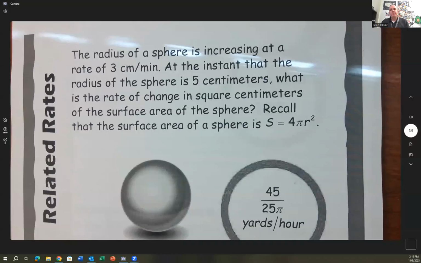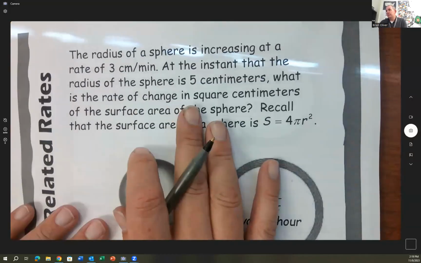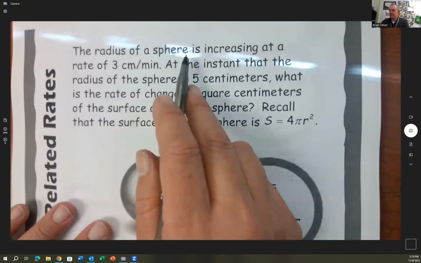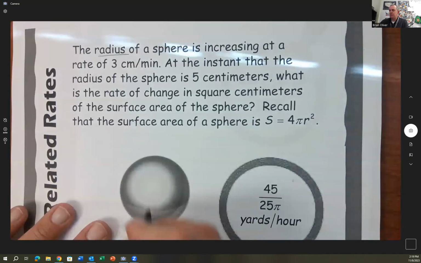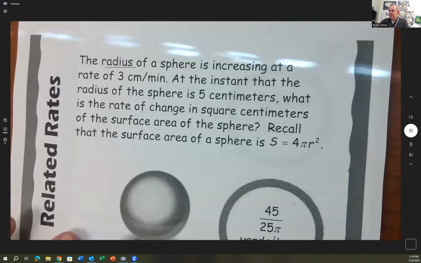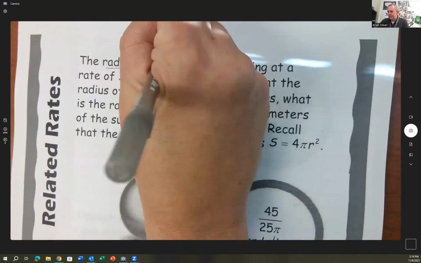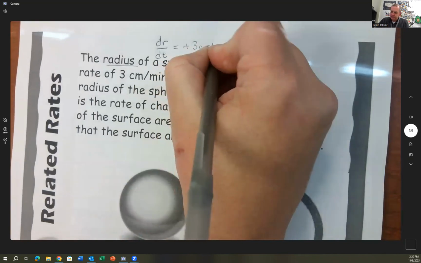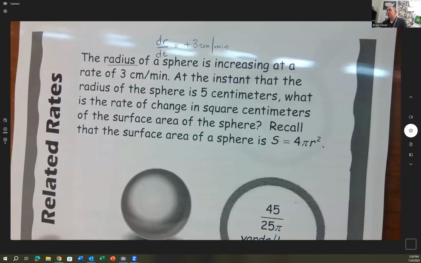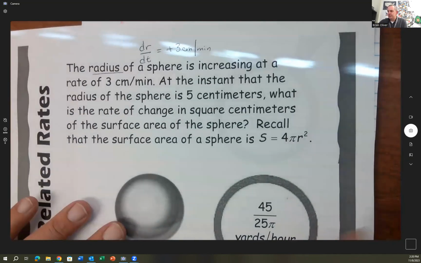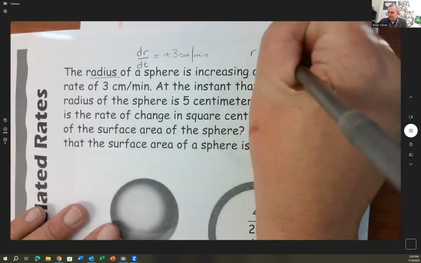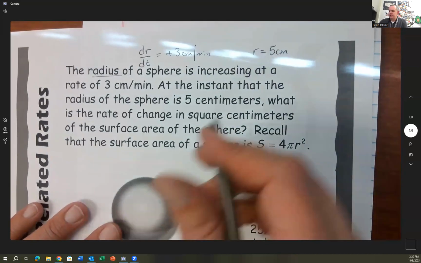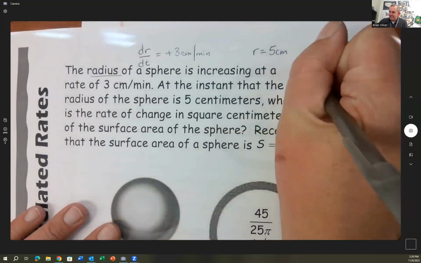So here is our problem. Our problem talks about the sphere. It says the radius is increasing at a rate. When I say radius is increasing at a rate, that is telling me a derivative, an implicit one. So dr/dt is going to equal positive 3 centimeters per minute. At the instant that the radius of the sphere is 5 centimeters, the radius is 5 centimeters. What is the rate of change of the surface area? So it's asking me, what is dS/dt?